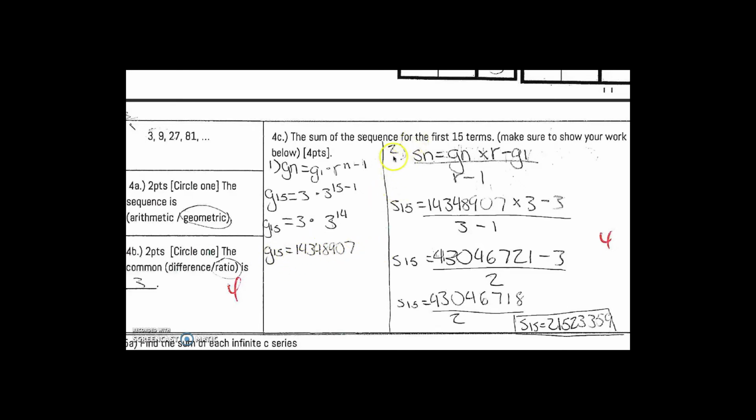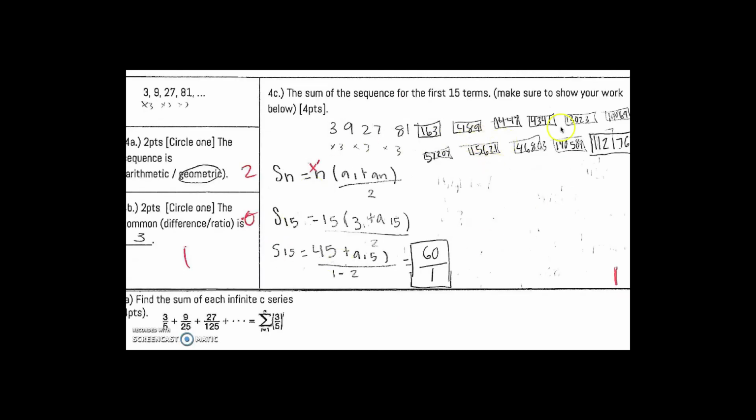Here they have a geometric finite sum. The last number on the list, which is that big number we just found, times the ratio, which is times 3, minus the first number on the list. Now, order of operations still applies, so you're going to multiply those times 3 and then subtract 3, which they showed right here, which I really like. And then they divide their answer by 2 and got the same answer. Great job.